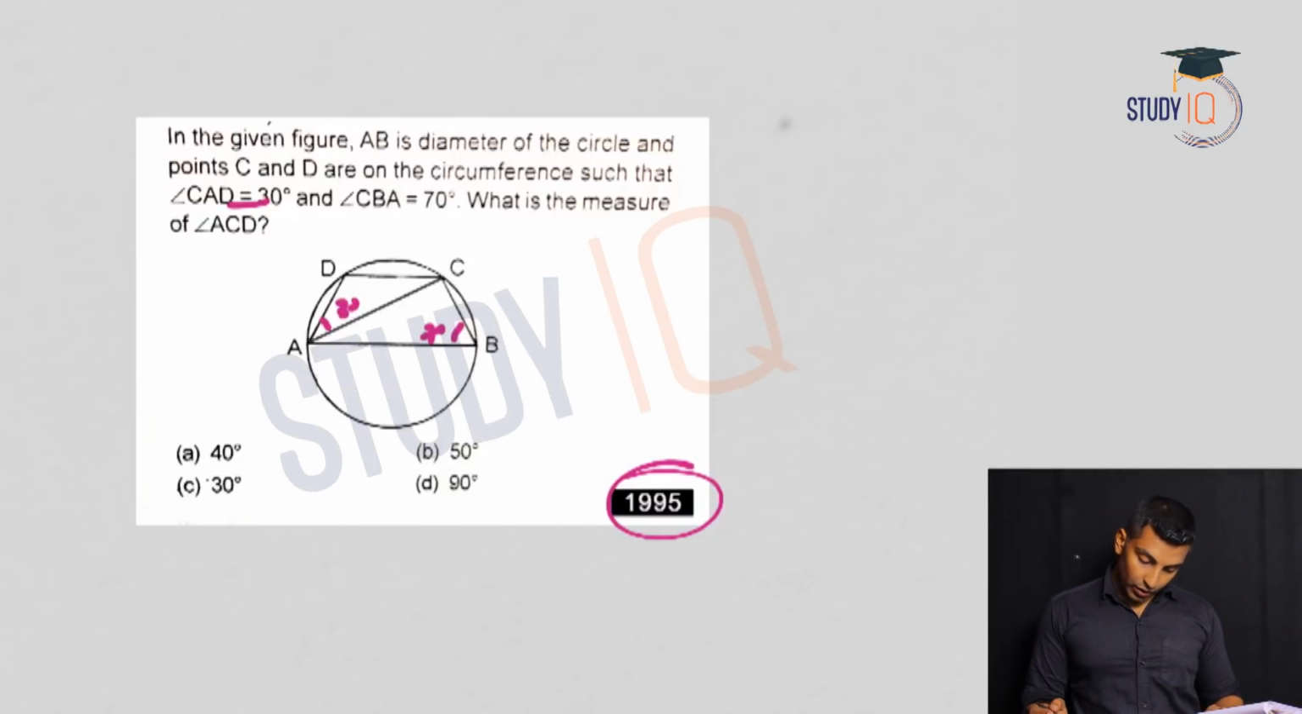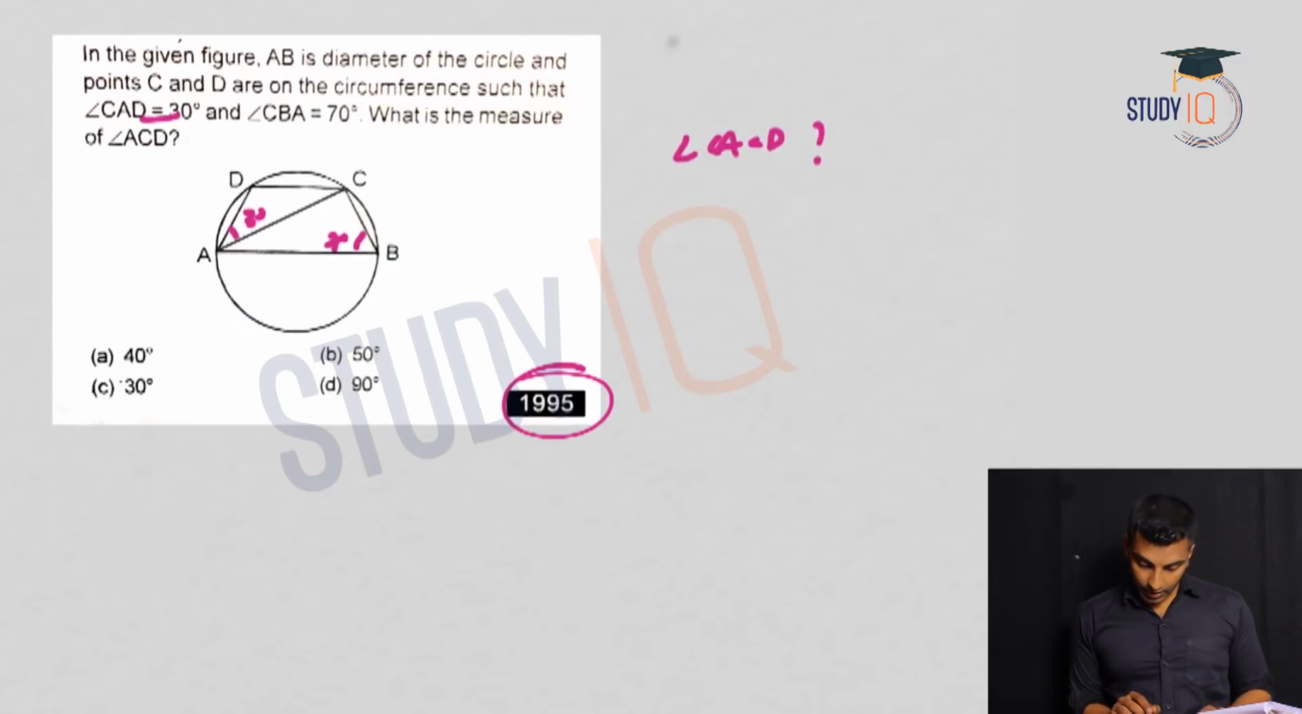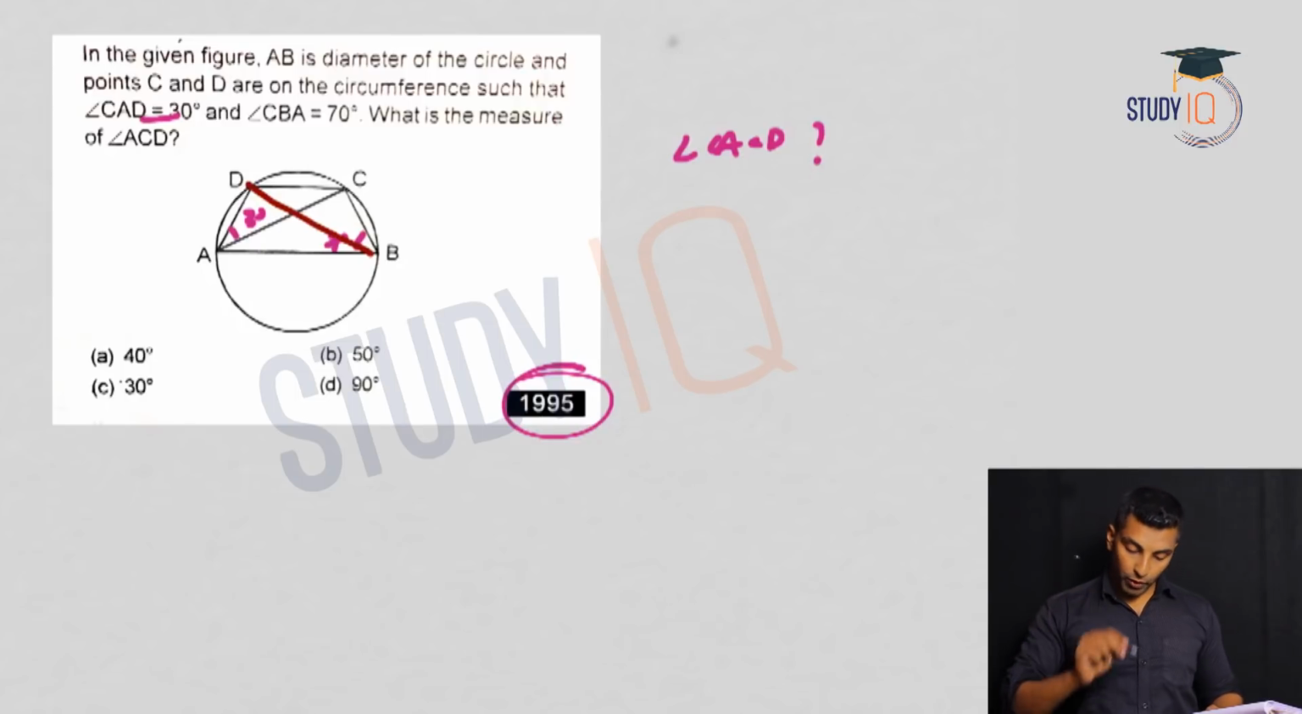Now what you need to find out? You need to find out angle ACD, right? Angle ACD is what you need to find out. Now what you do here, just drop this diagonal again. Okay, see, you can see 4 points on the circle.